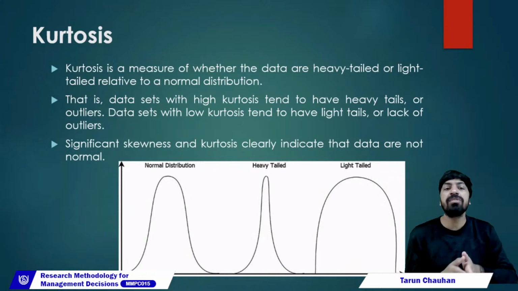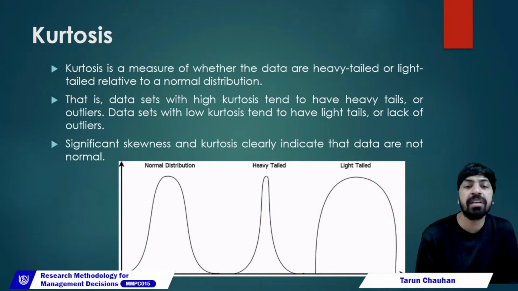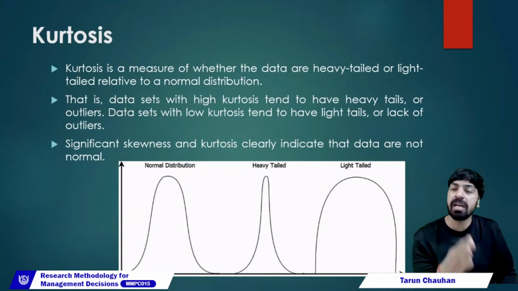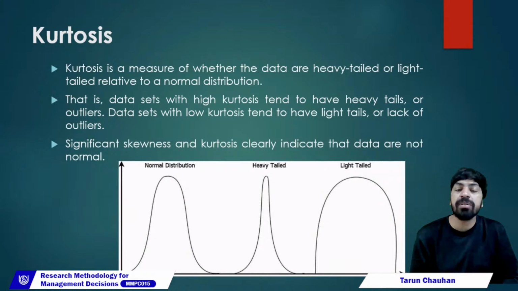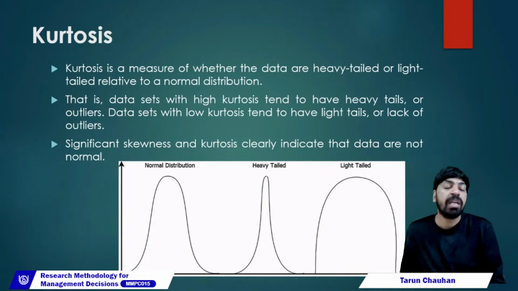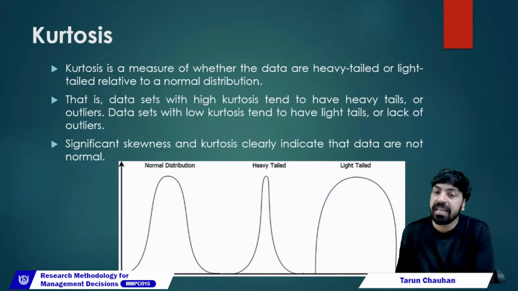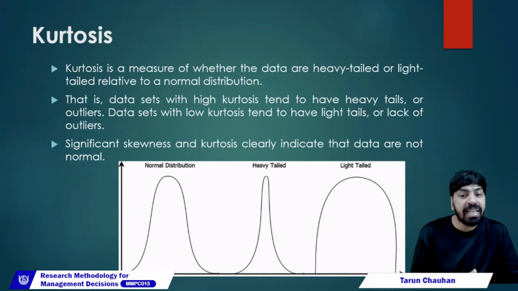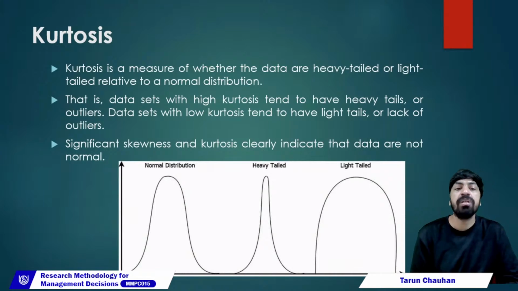So it means the significance of skewness and kurtosis indicates that the data are not normal. When we talk about a normal distribution, data is normal. When we talk about the heavy tail, data is not normal. When we talk about the light tail, data is not normal. The accuracy of the data set would not lead to a conclusion when we talk about heavy tails and light tails. So that is called kurtosis. We just need to find out whether the data is heavy-tailed or light-tailed relative to a normal distribution.